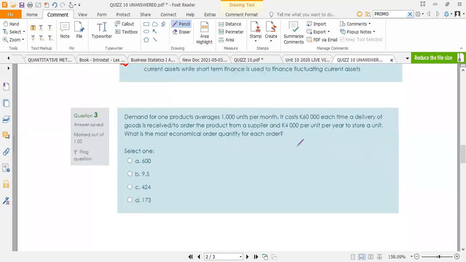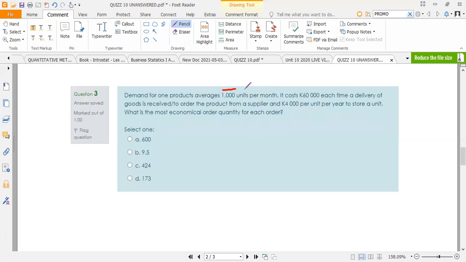I would want us to apply that formula on this question now. So we are given the monthly demand of how much? 1,000 units per month. For us to calculate the annual demand, we need to multiply it by 12. So whenever you're given a monthly demand, our Q is equal to the square root of 2 times A C, or D S, divided by H.